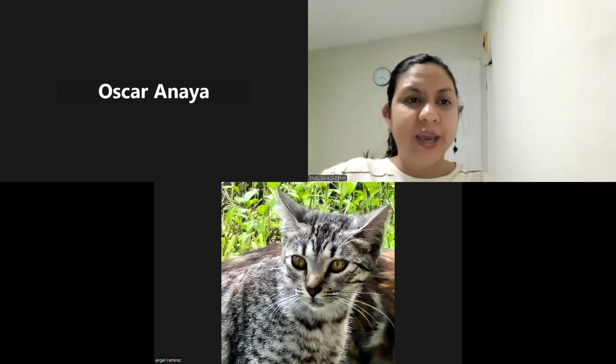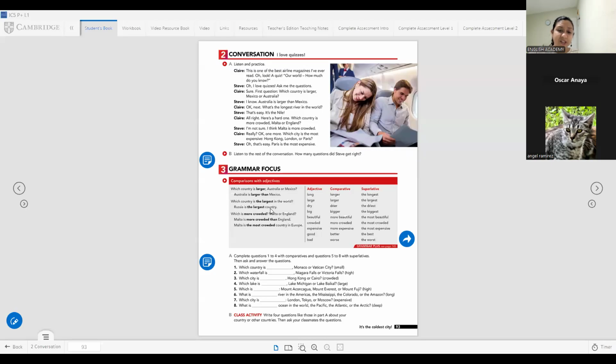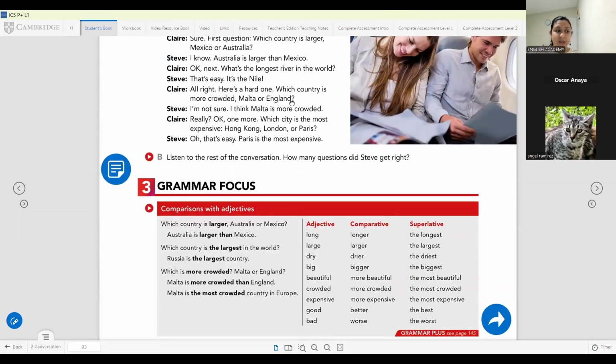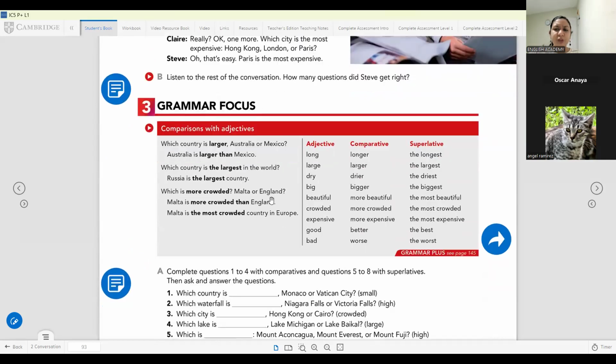Okay, now guys, since we were learning about comparative and superlative adjectives yesterday, I think this is something important to practice before we move to the next topic. Angel, I don't know if you have studied comparatives and superlatives before, but yesterday we studied these. Comparative is when you compare two things only. For example, which country is larger, Australia or Mexico? So we have two countries, Australia and Mexico, and we compare the two.